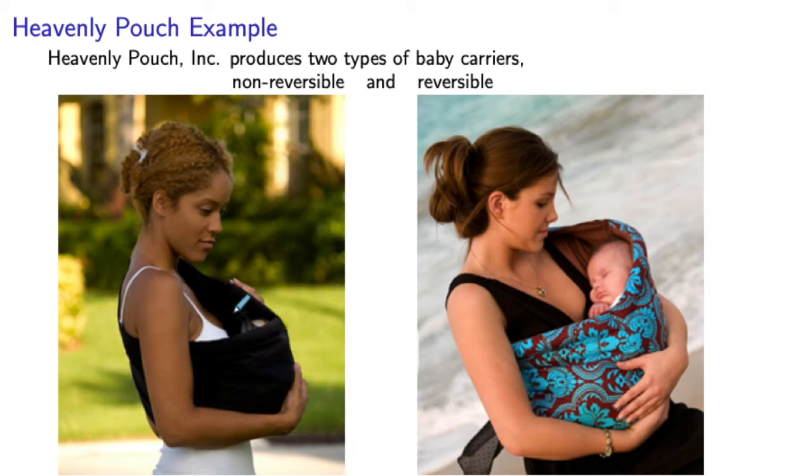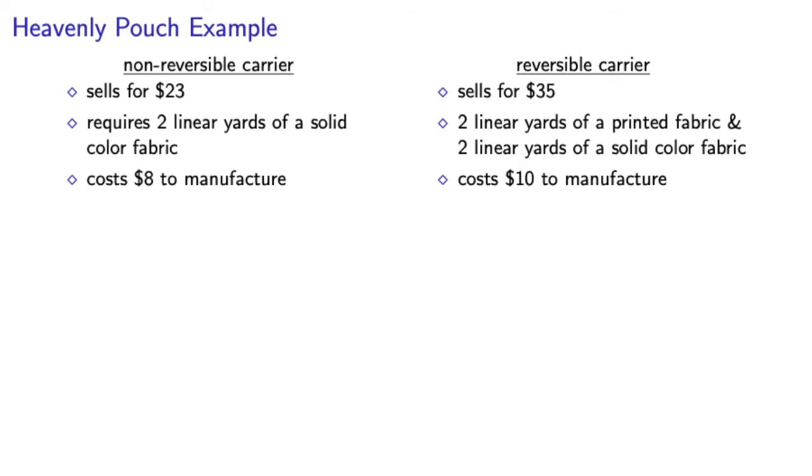In a non-reversible carrier, both sides of the sling consist of the same solid color, and in the reversible carrier, one side has a pattern and the other side is solid. So the reversible carrier is essentially 2-in-1. This slide contains all the relevant data that we have concerning the two products.